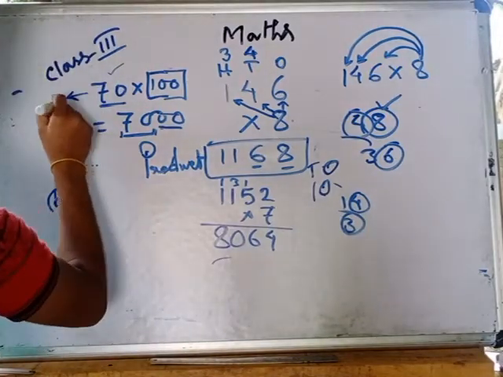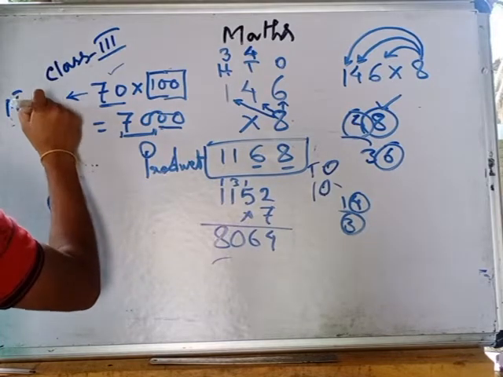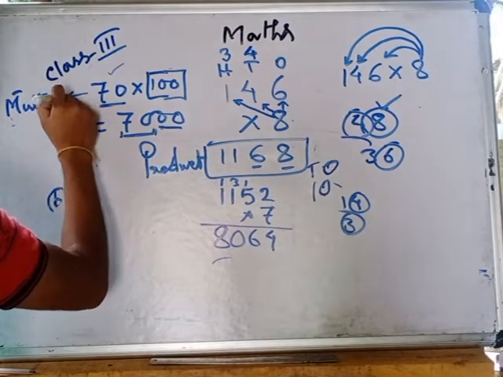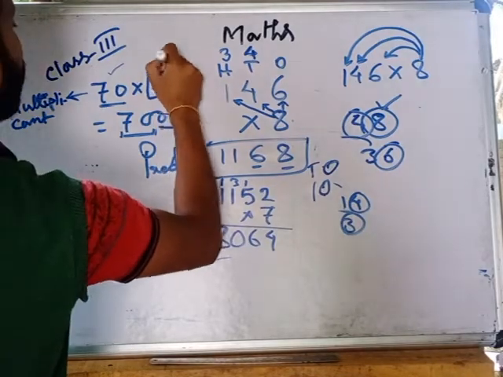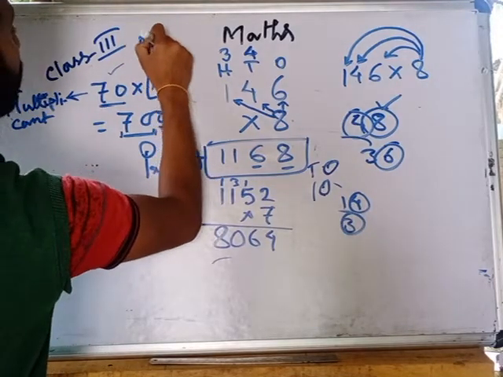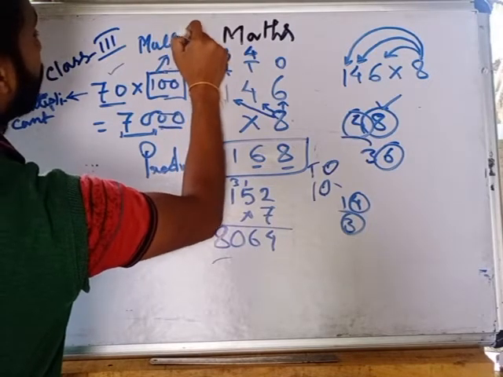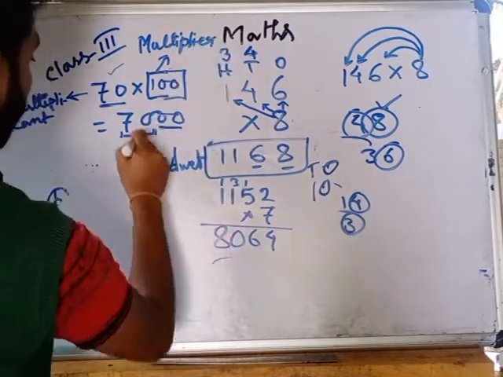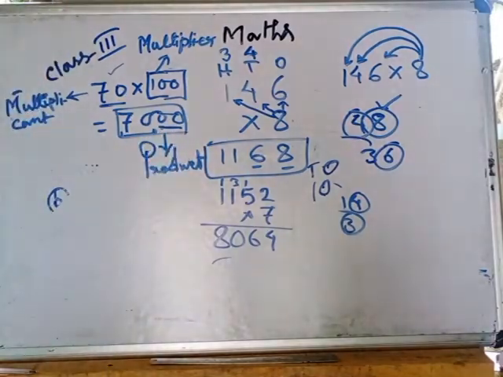That is called multiplicand. That is called multiplier. And that is called the product. Okay.